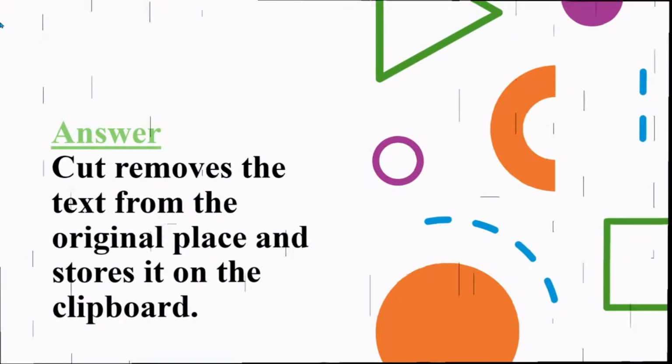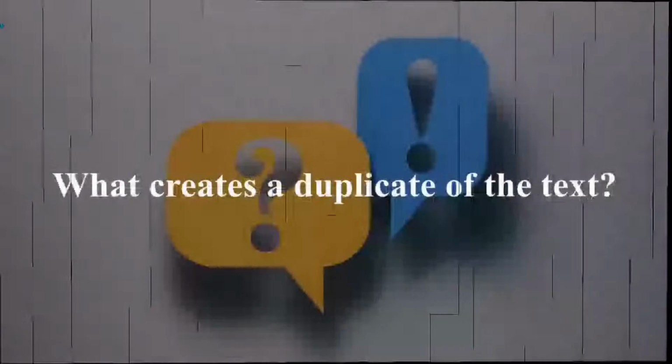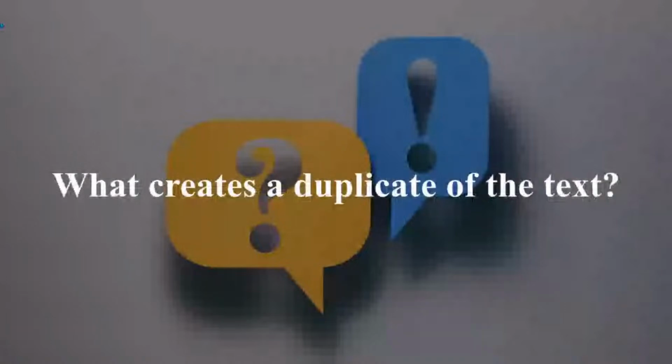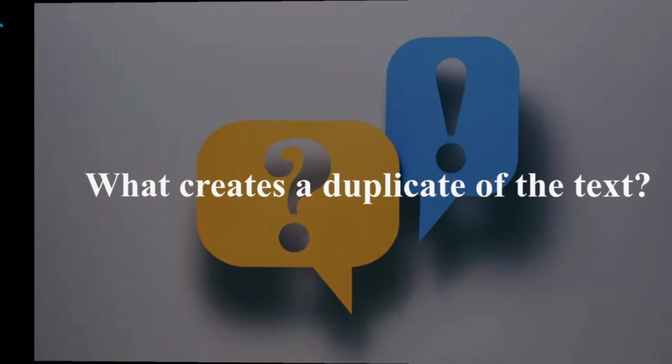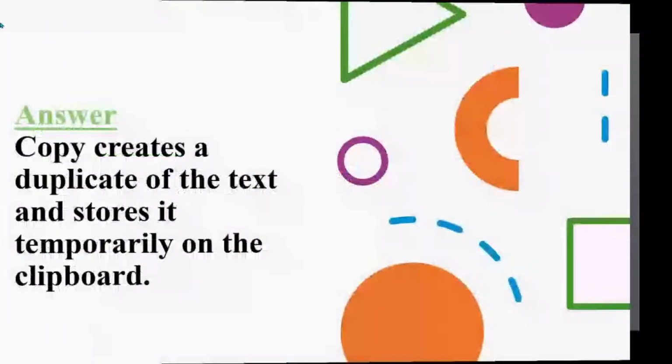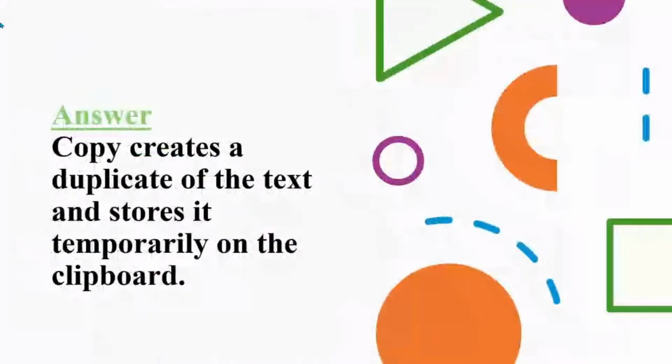Next question. What creates a duplicate of the text? Copy. Very good, Jodian. So moving right along. Yes, it is indeed copy. Copy creates a duplicate of the text and stores it temporarily on the clipboard.